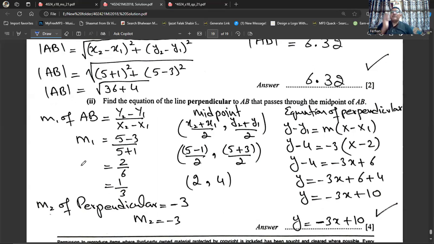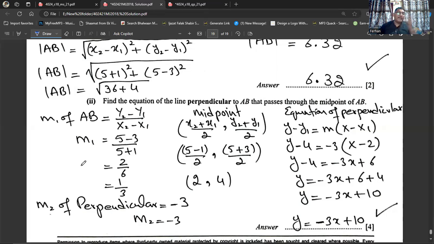Now I will find the midpoint. Midpoint of the AB. The formula is x2 plus x1 divided by 2, comma y2 plus y1 divided by 2. So AB, its midpoint will be 5 minus 1 divided by 2 and 5 plus 3 divided by 2. So it will be 2, 4. So I know the midpoint. I know its perpendicular's gradient, I can find the equation of that perpendicular which is passing through the midpoint.